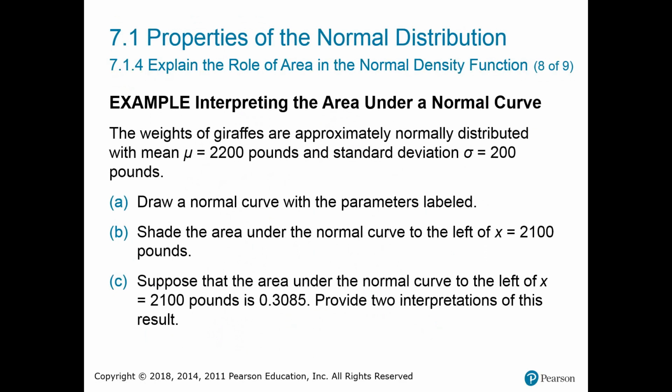In this example, the weights of giraffes are approximately normally distributed with a mean equaling 2,200 pounds and standard deviation equaling 200 pounds. It wants us to draw a normal curve with parameters labeled, shade the area under the normal curve to the left of x equals 2,100 pounds, and suppose that the area under the normal curve to the left of x equals 2,100 pounds is 0.3085. Provide two interpretations of this result.